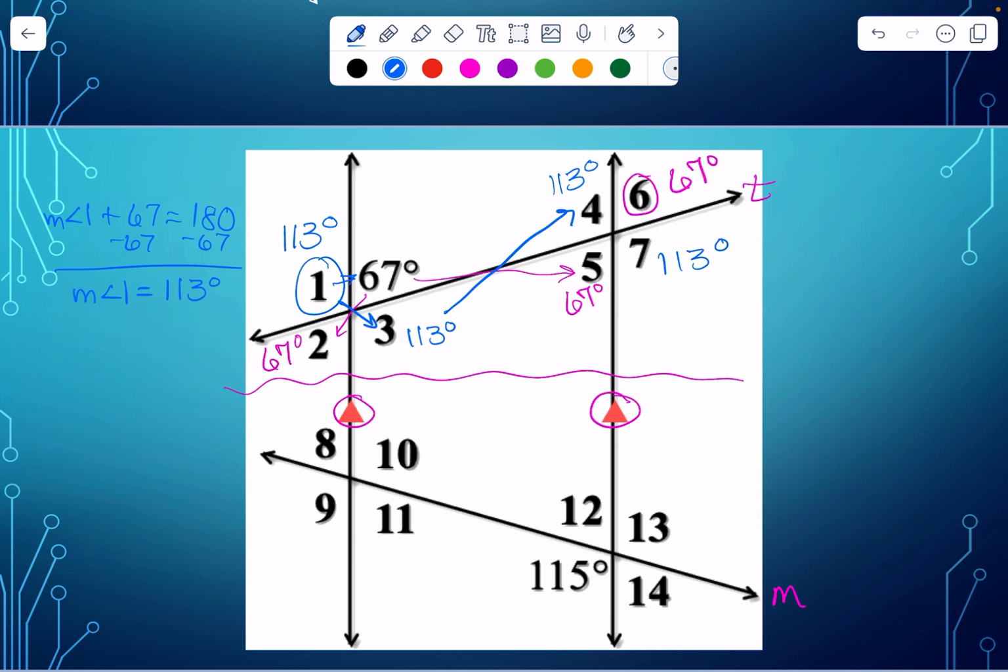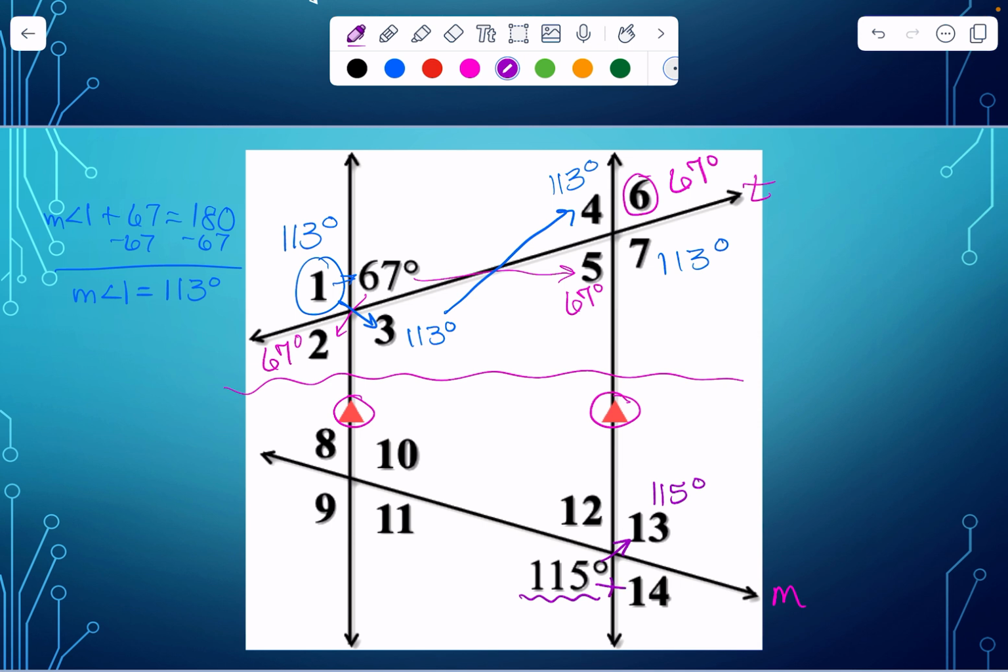Now, you'll notice I did not touch 8, 9, 10, 11, 12, 13, or 14 because the two lines T and M are not parallel, so those relationships don't abide there. So we basically treat this problem as two completely separate problems. So we come down to the bottom half here, the ones cut by the transversal M, and I start the process over. They give me the 115 degrees here. I know that angle 13 is 115 degrees because it is vertical.